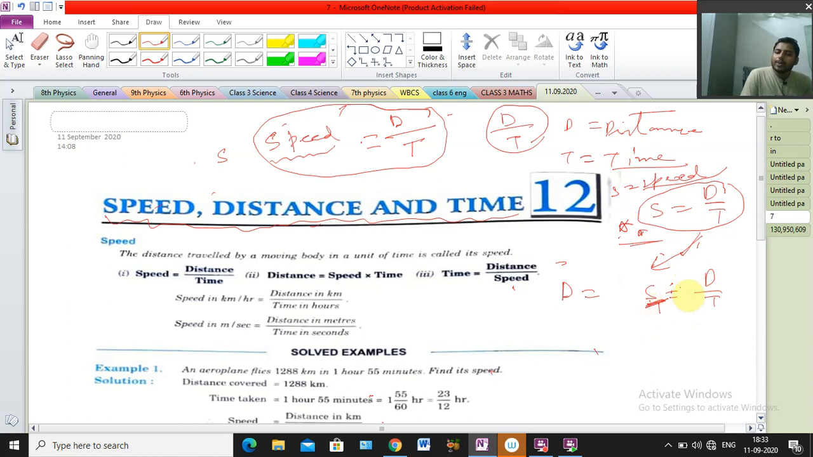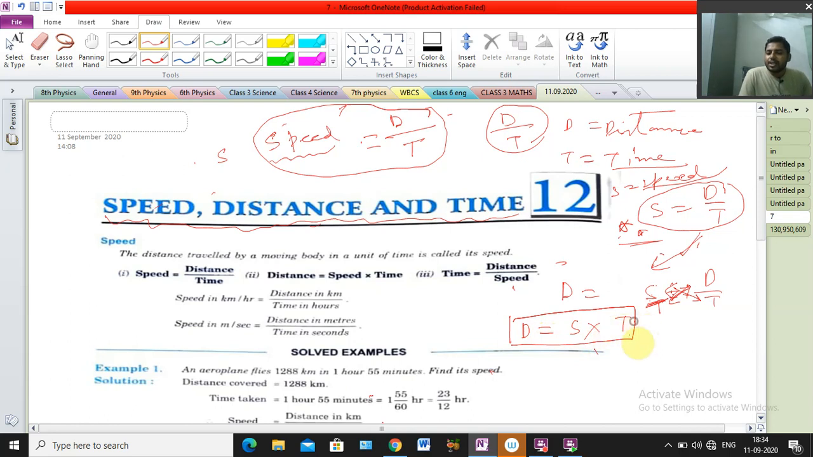If we do the cross multiplication, D into 1 will be multiplied, no? D into 1 means D only. And S into T, that will be the cross multiplication, S and T. So that means D equal to S into T. Understood? Clear or not? So that is the formula of distance.